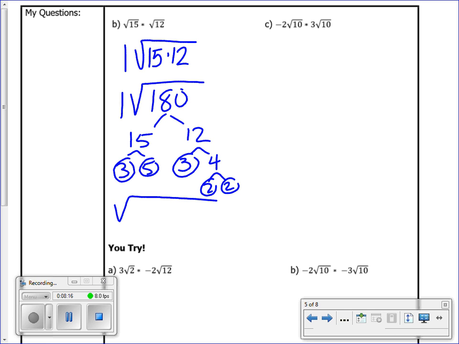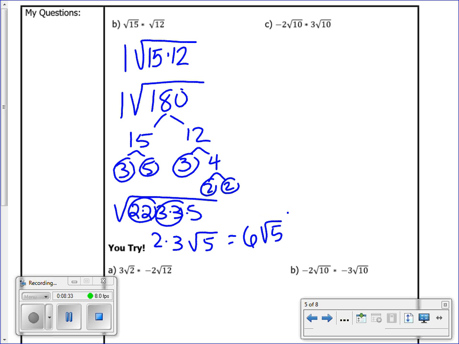Plug this back inside my square root. We get 2, 2, 3, 3, 5. Taking out twins, I end up getting 2 and a 3 come out, square root 5, which then is 6 square root 5. So using this little trick, breaking down 180 with 15 and 12, that's exactly what you multiply to get 180. So that'll just save you some time.